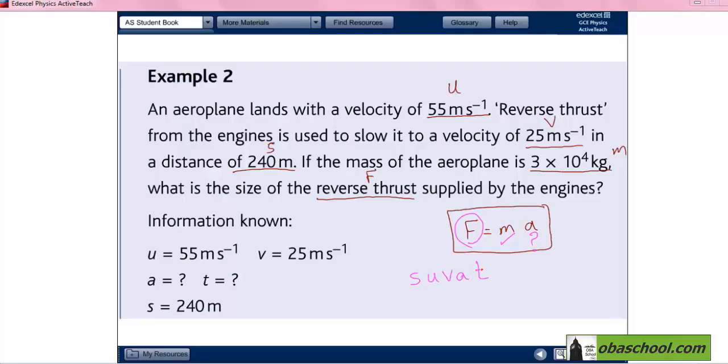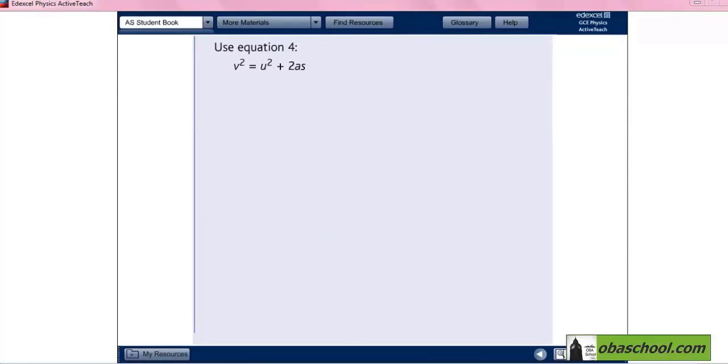As you can see, the displacement is given, initial velocity is given, final velocity is given, t is not given, and we need to calculate the acceleration. So we need to use one of the 4 equations of motion. We are going to use equation 4, v squared equals u squared plus 2as. We are going to substitute the numbers. v is 25, u is 55, a is unknown, and s is 240.